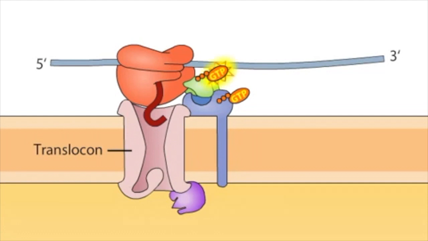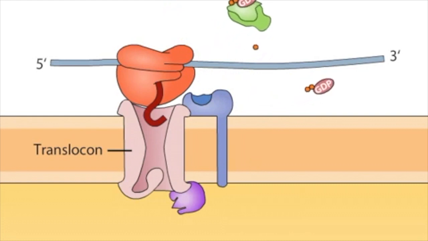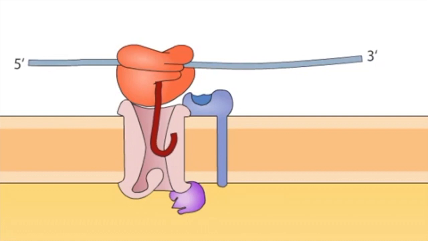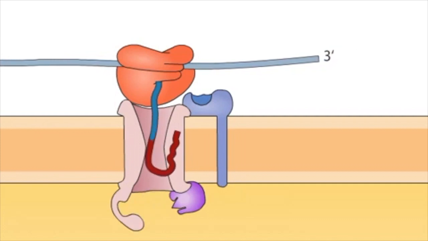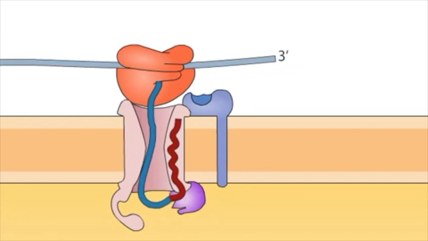Hydrolysis of GTP to GDP leads to the dissociation of SRP from both the receptor and the ribosome mRNA complex. Transfer of the ribosome mRNA complex to the translocon allows the signal sequence to interact with short hydrophobic side chains located in the narrow neck of the translocon channel. This interaction opens the translocon by moving the plug away from the translocon channel.